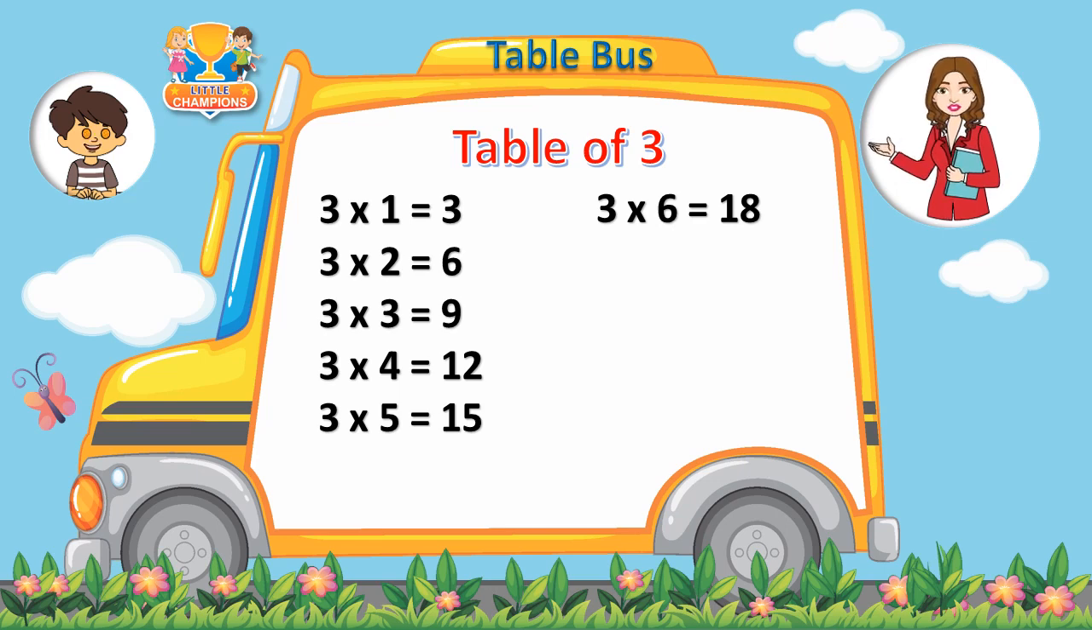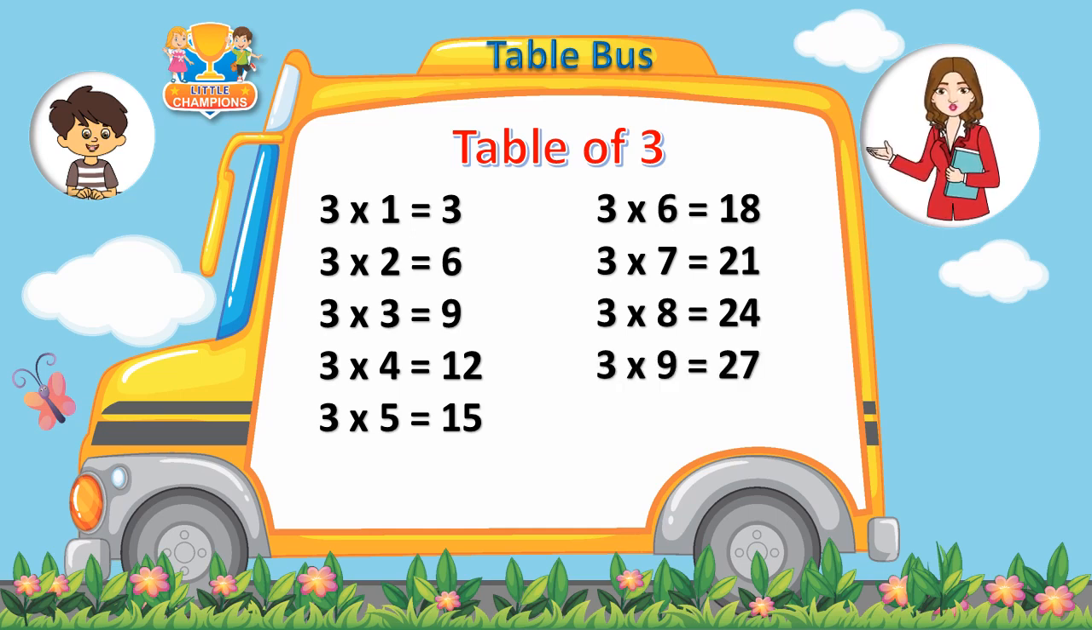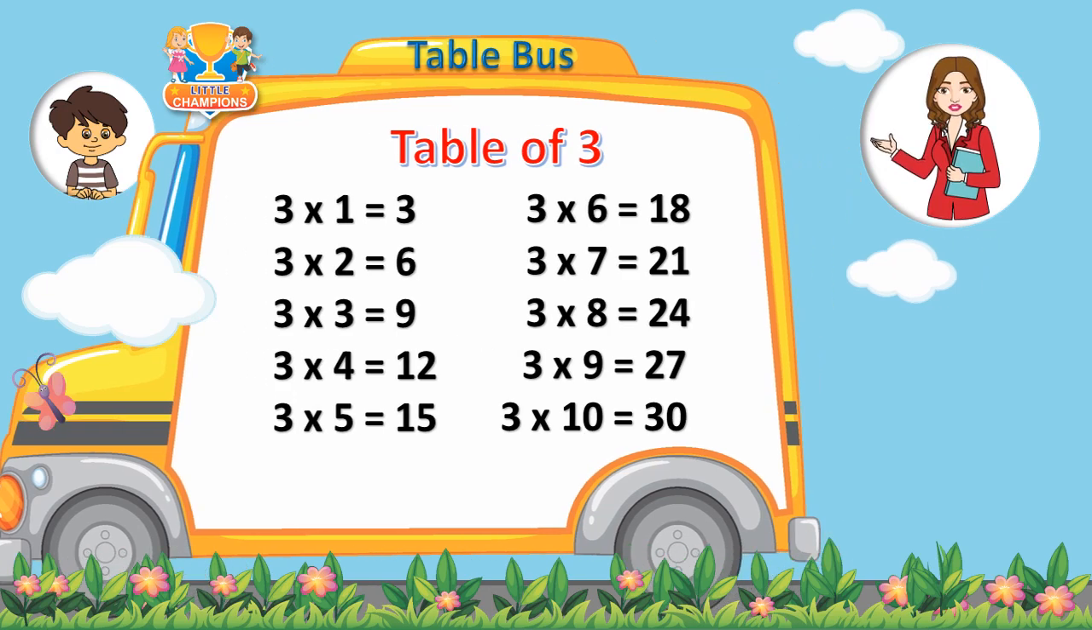Three sevens are 21. Three eights are 24. Three nines are 27. Three tens are 30.